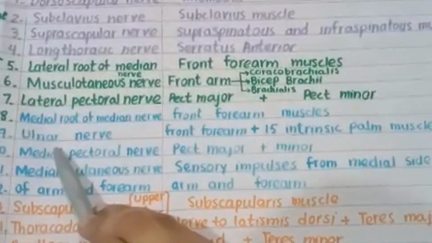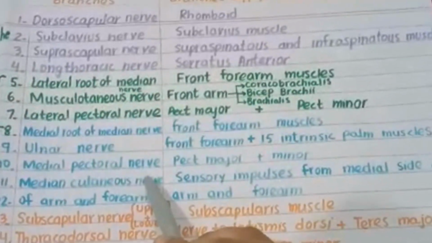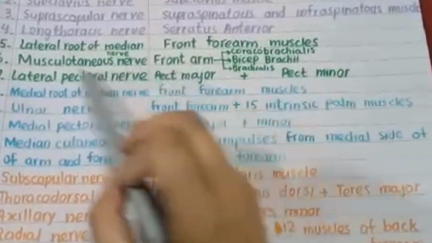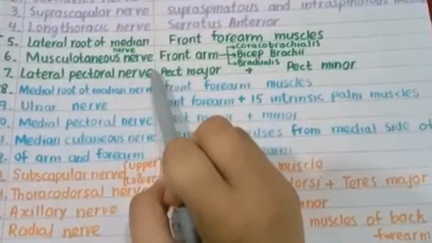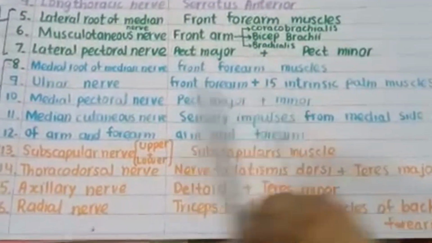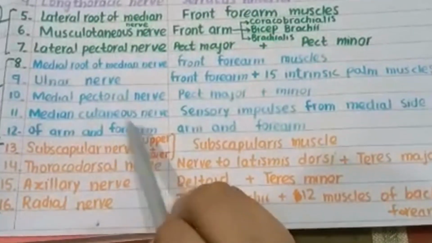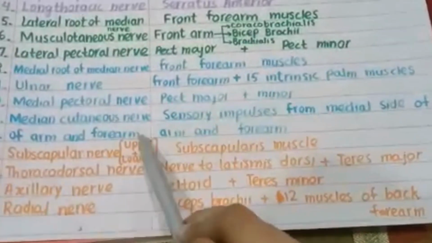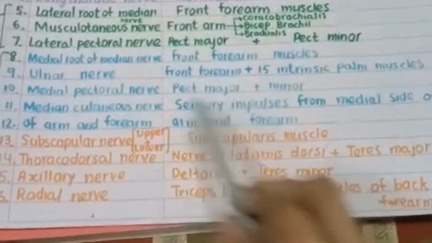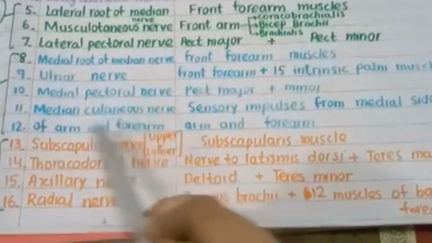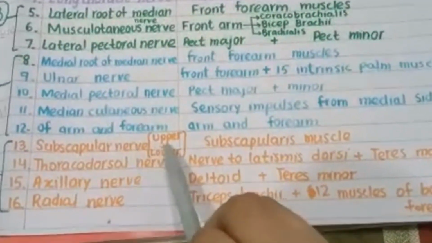Then medial pectoral nerve. This medial pectoral nerve also supplies pec major and pec minor. Pec major and pec minor are also supplied by the lateral pectoral nerve. Then medial cutaneous nerve. These carry the sensory impulses from medial side of arm and the medial side of forearm. These are two nerves: medial cutaneous nerve of arm and medial cutaneous nerve of forearm.